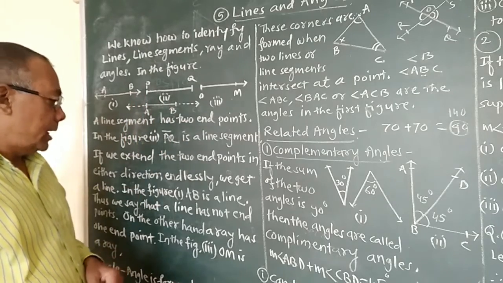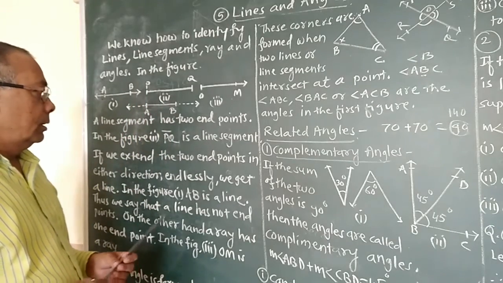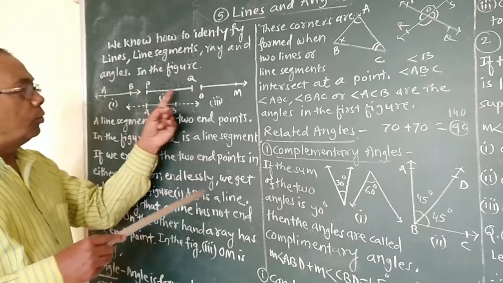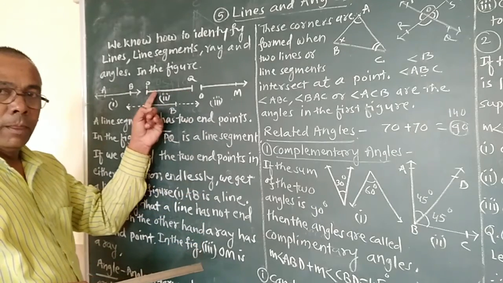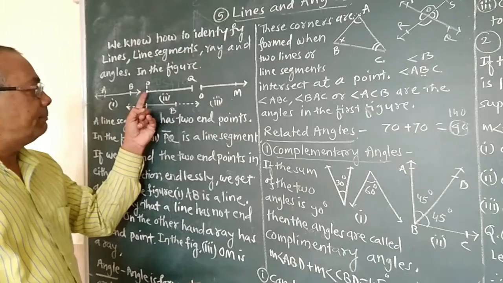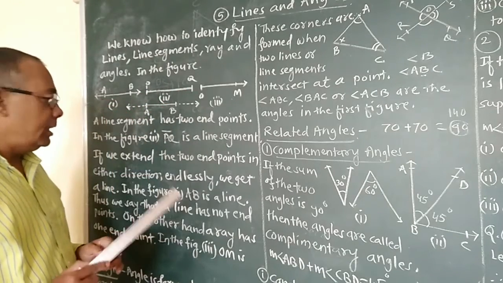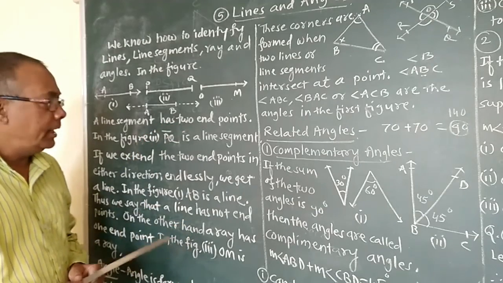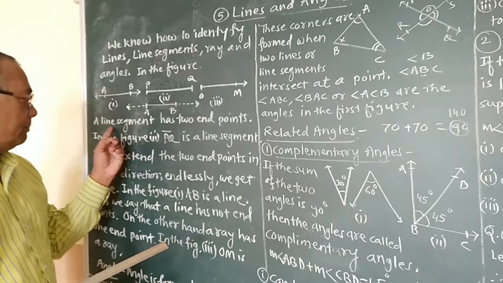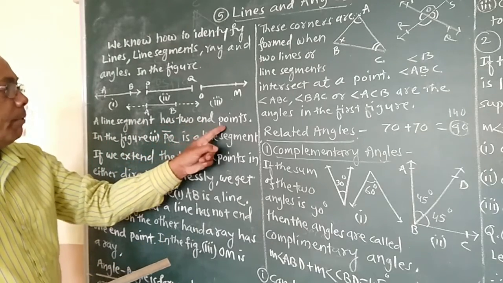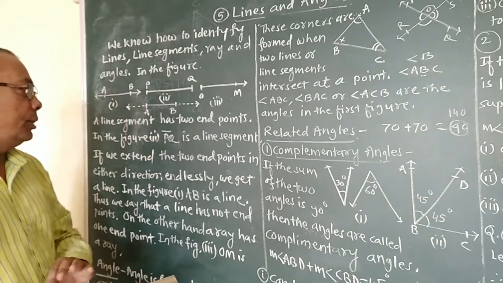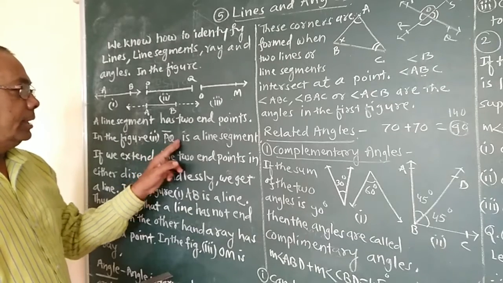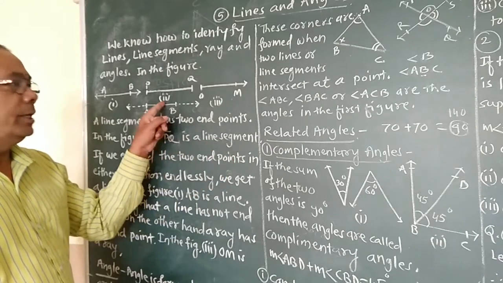In the second figure, it is seen that there are two endpoints, P and Q. If there are two endpoints, then the figure is of a line segment. Means a line segment has two endpoints. Here P and Q are the two endpoints, and therefore PQ is a line segment, which is shown in the second figure.